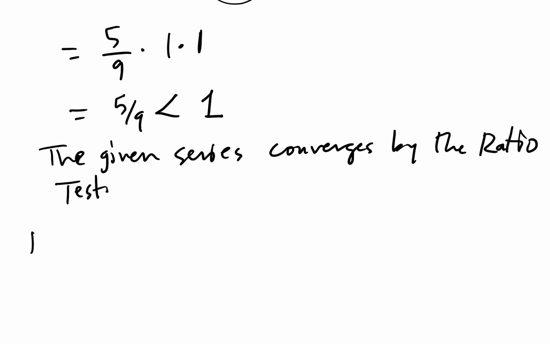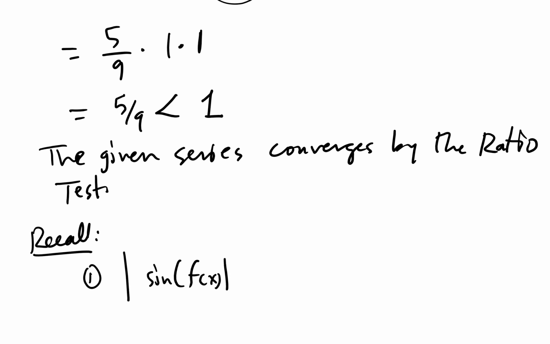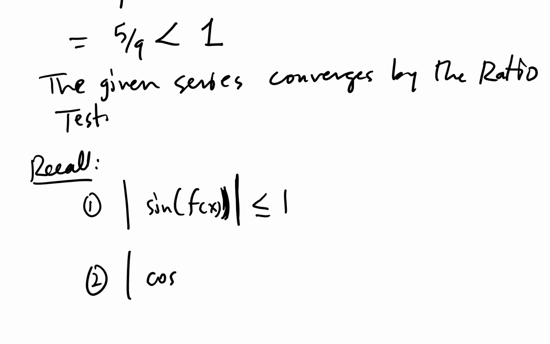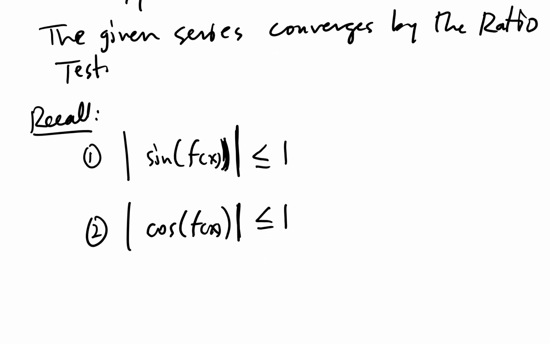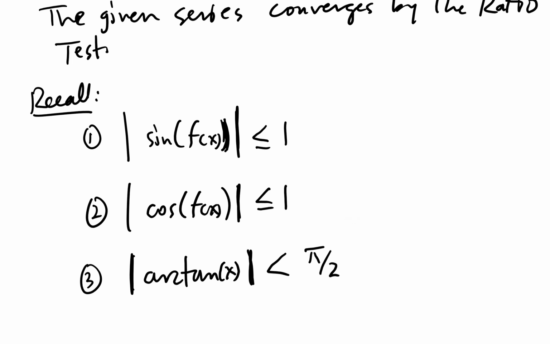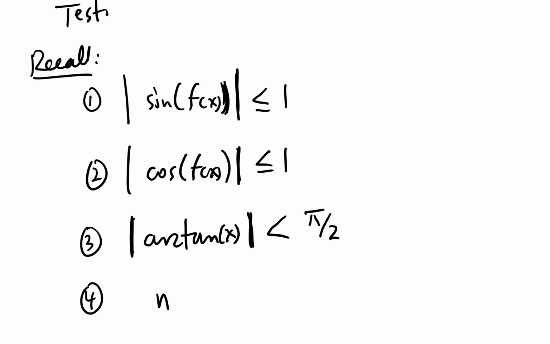We are going to recall, first thing, the absolute value of sine of any function is always less than or equal to 1. Same thing for cosine, cosine of any function, we stated that before, less than or equal to 1. And we stated that the absolute value of arctangent of x is less than pi over 2. And also good to know that n is always bigger than natural log of n for n positive, or bigger than 0.